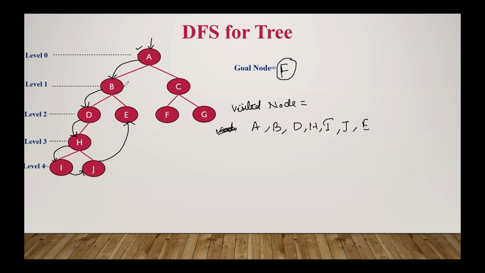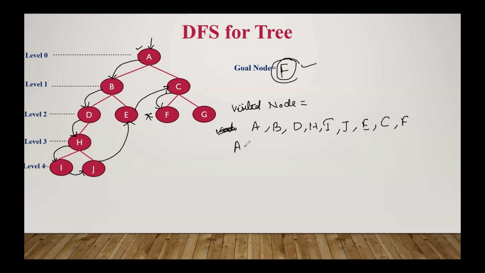So here it is already visited. So B, C is there. Yes, C is there. So what happens? It will go to C. Is C the goal node? No, C is not a goal node. Then what happens? It will move to this one, F. Now, is F a goal node? Yes, F is a goal node. So now the agent stops its traversal.